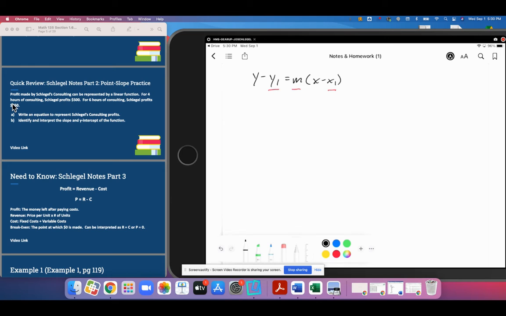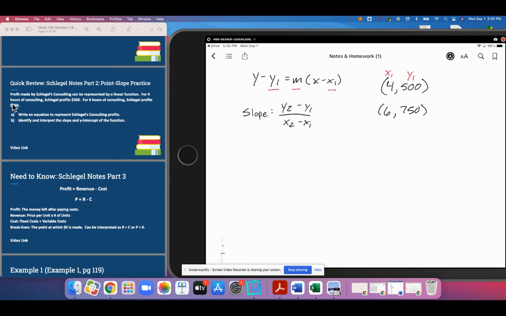So we are going to start with recognizing that we need the slope, which is y2 minus y1 over x2 minus x1. With that, we do need our points, and our points for this are going to be 4, 500, and again, there is a typo on the presentation right now. That should be 6, 750, not 6, 850. So we can go ahead and label those points. This is going to be our x1 and our y1. This is going to be our x2 and our y2.